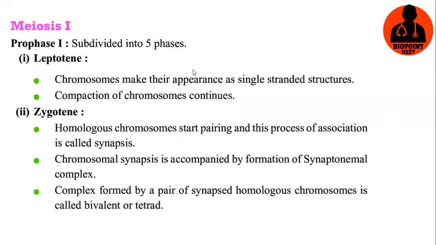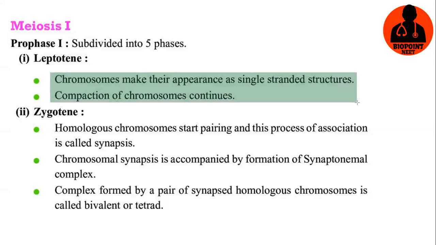Meiosis 1. Prophase 1 is subdivided into five phases: leptotene, zygotene, pachytene, diplotene, and diakinesis. So these are the five stages of prophase 1 of meiosis 1. In leptotene, chromosomes make their appearance as single-stranded structures and compaction of chromosomes continues.